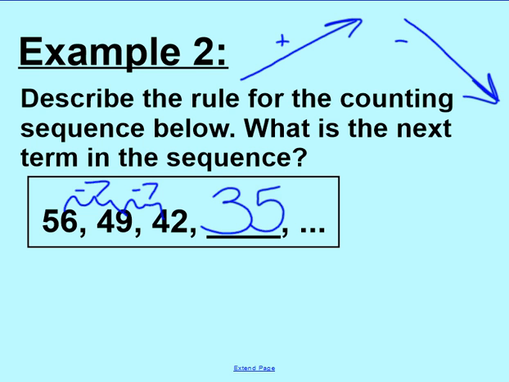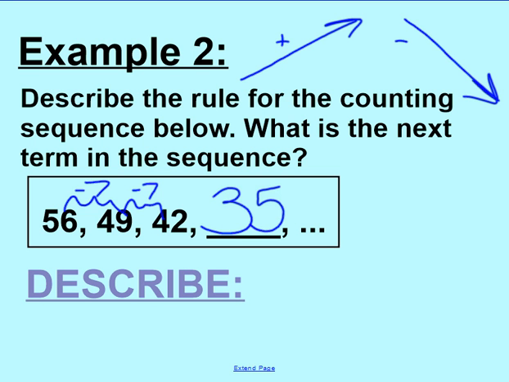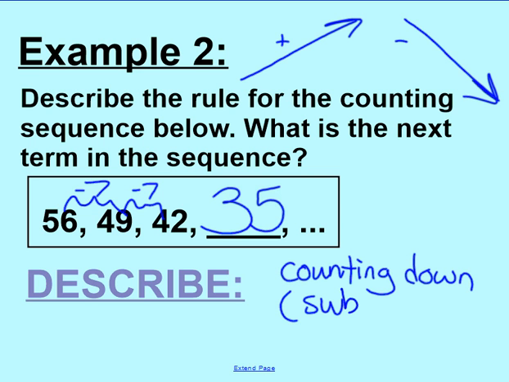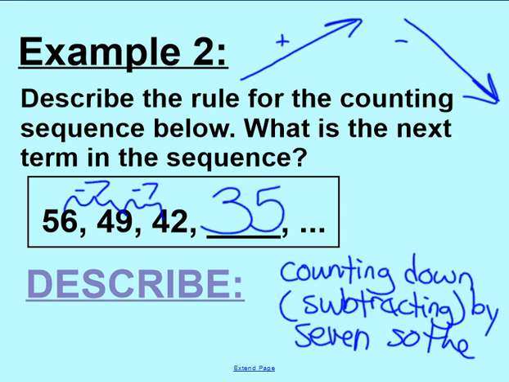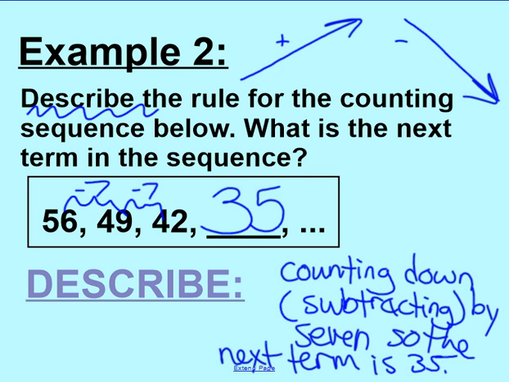No, because the problem said to, don't forget to describe. So I am counting down, or you can say I am subtracting by 7. So the next term is 35. Because in my question, it says to describe the rule, and then what is the next term? Don't forget to do both.